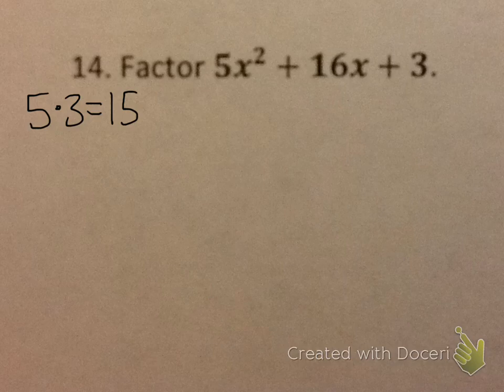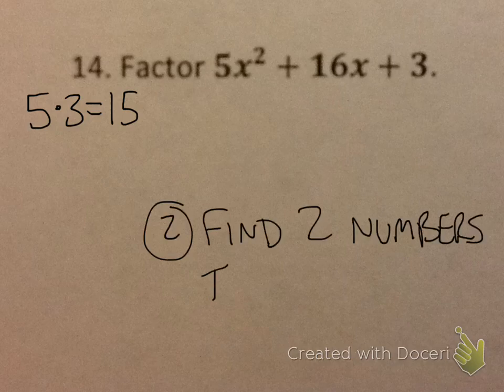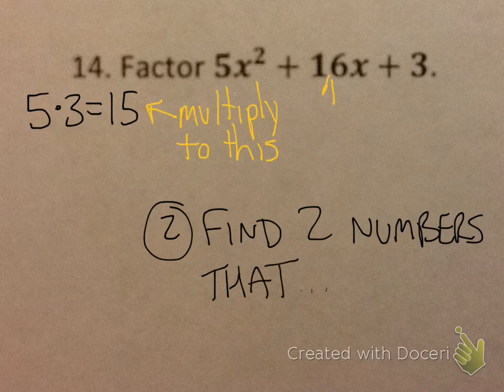Now that we have this product, we're ready for our second step, which is to find two numbers that multiply to this new number and add to the middle number. Notice these two things are very similar to what we do when it's just a quadratic trinomial with A equal to 1, but it's a little bit different because now we're multiplying to the product of A and C, not just to C.